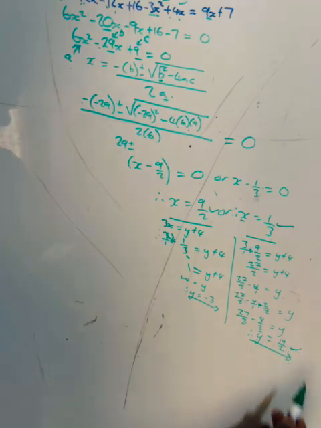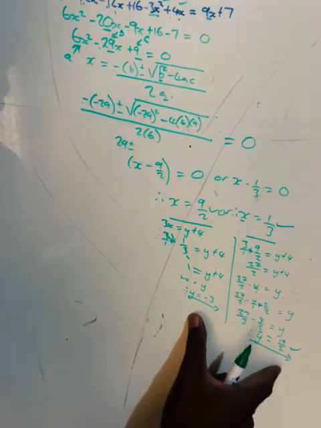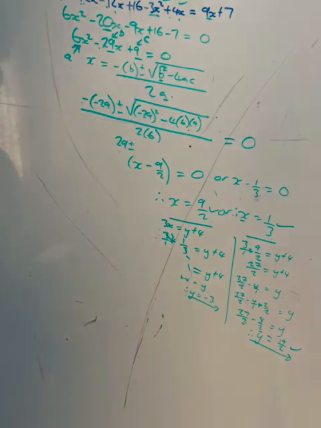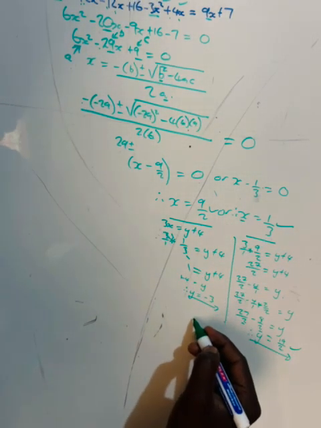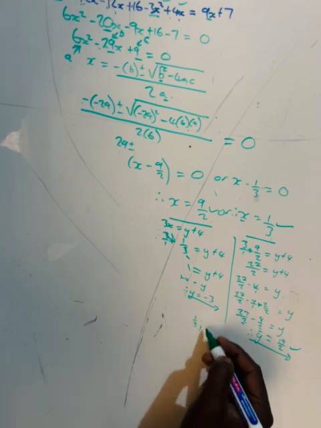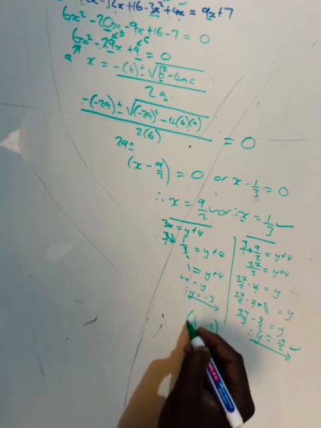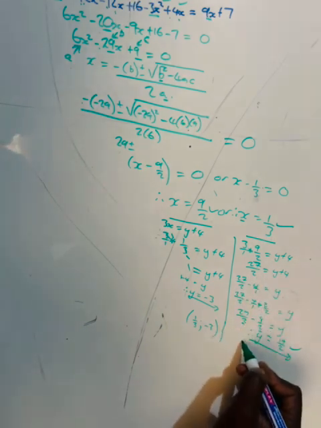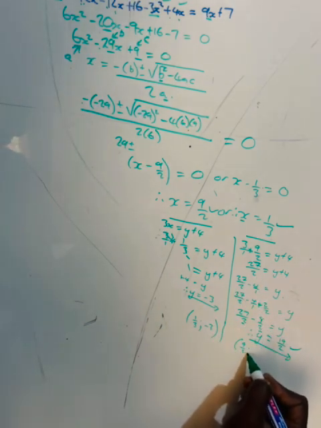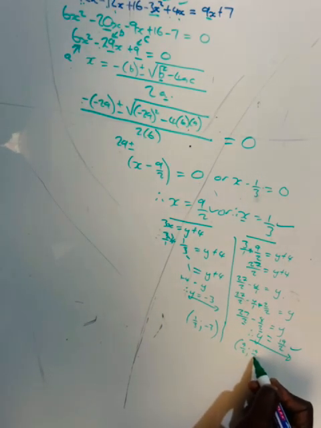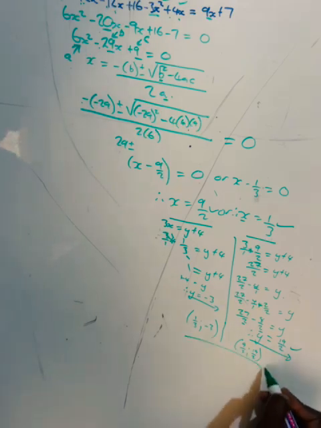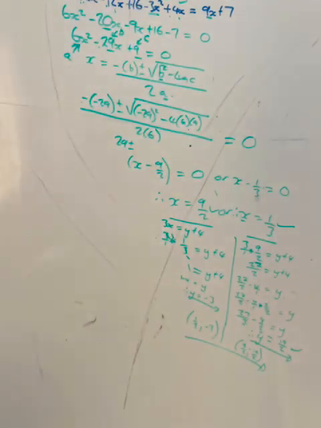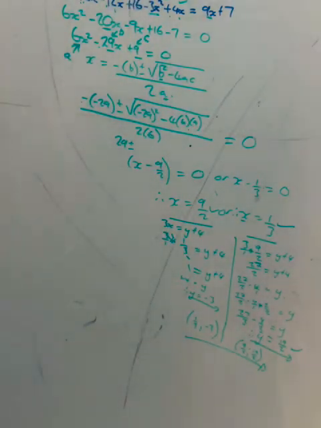Now, then I'm done calculating for the simultaneous equation, where I've got, when my x is a third, the y is equal to negative 3, right? And when the x is 9 over 2, the y is 19 over 2. Done. So I've solved for the quadratic equations. Thank you.